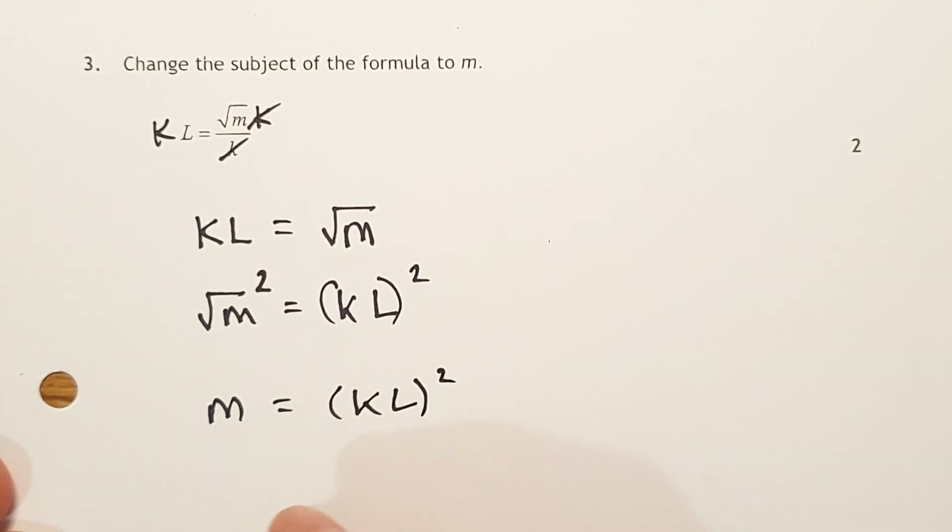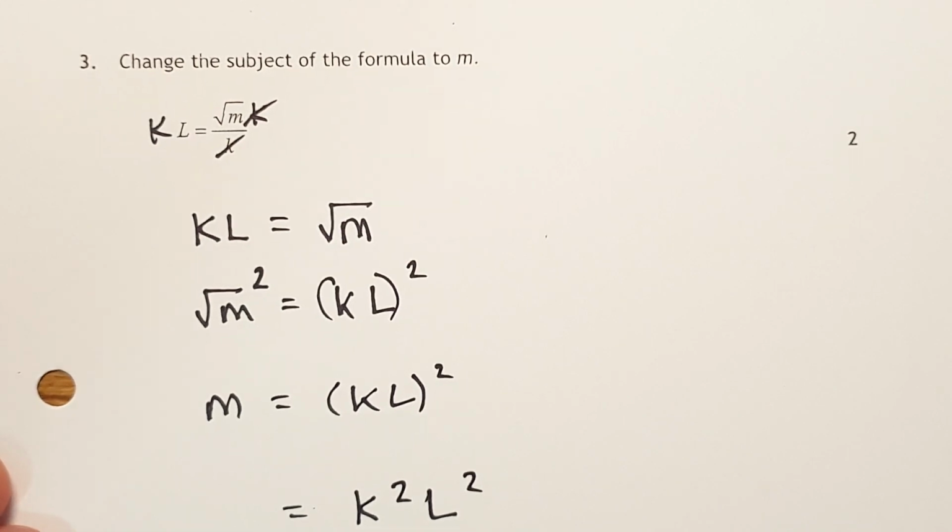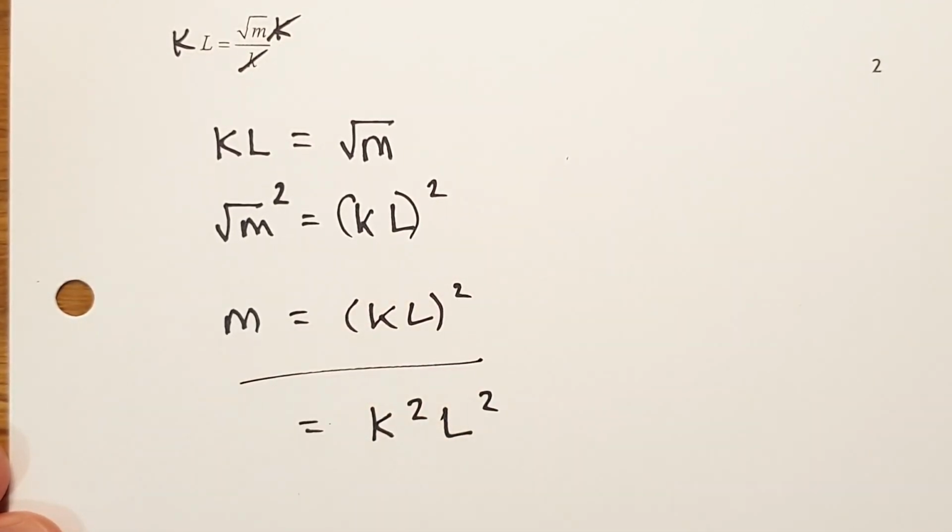You could also leave your answer as k squared l squared, but you must have the square on both terms to get the marks. Personally, I would just leave it like that.